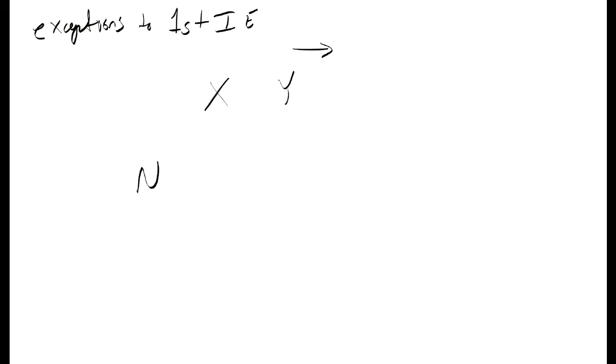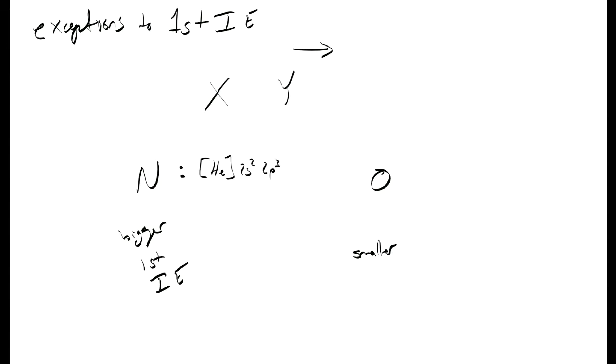So let's compare nitrogen and oxygen. Okay, nitrogen has a bigger first ionization energy than oxygen does. You would expect oxygen to be higher because it is smaller. Okay, it's further to the right. The reason for this, like I said, is electron configurations. So helium 2s2, 2p3, versus helium 2s2, 2p4. Because we're talking about first ionization energy, we're talking about removing one of those 2p electrons.